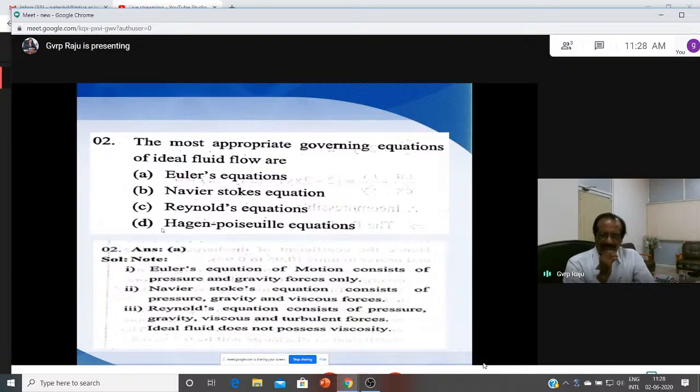The most appropriate governing equation of ideal fluid flow is Euler's equation. Ideal flow means Euler's equation. Euler's equation of motion consists of pressure and gravity forces. The Navier-Stokes equation consists of pressure, gravity and viscous force. The Reynolds equation consists of pressure, gravity, viscous and turbulent forces. An ideal fluid does not possess viscosity.